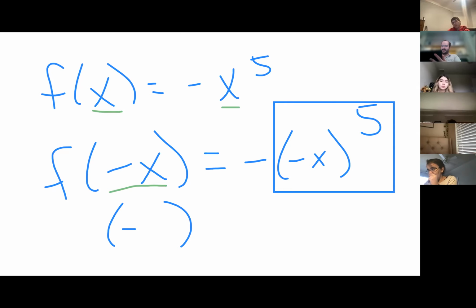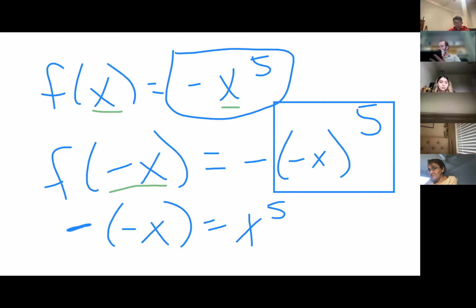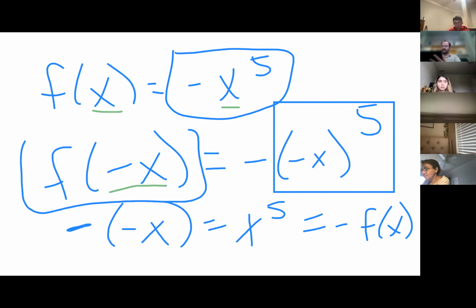Want to write them all out? Be my guest, but I'm not going to write them all out. I have those 5 negatives. That counts for that thing, and I still have another negative. It's going to be positive. And so I end up with a positive x to the fifth. How does that relate to my original function? Is that the same as my original function? No, it's the opposite. It's like I took this and threw another negative on there. So when I plug in this, I'm starting with this and ending with this.